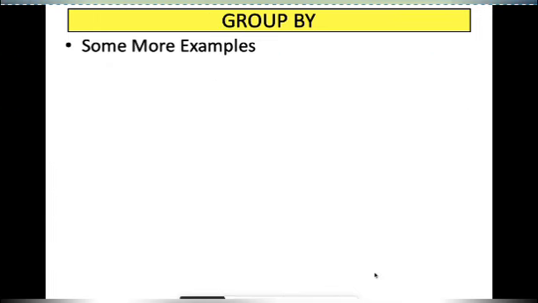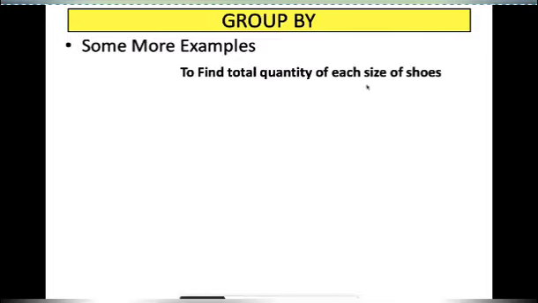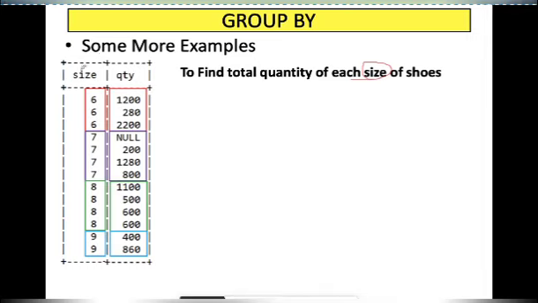In the next example, find the total quantity of each size of shoes. Now here is a catch: each size. Here it is not type, it is size. That means we'll be grouping the data as per size. What is the group by column in this? Size. So we'll be grouping the data as per size. When we group the data as per size, there are 4 groups which are formed.